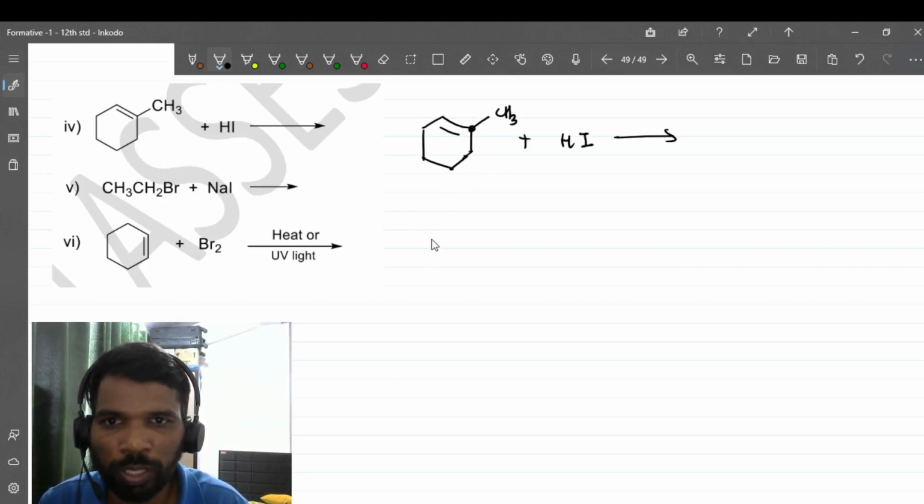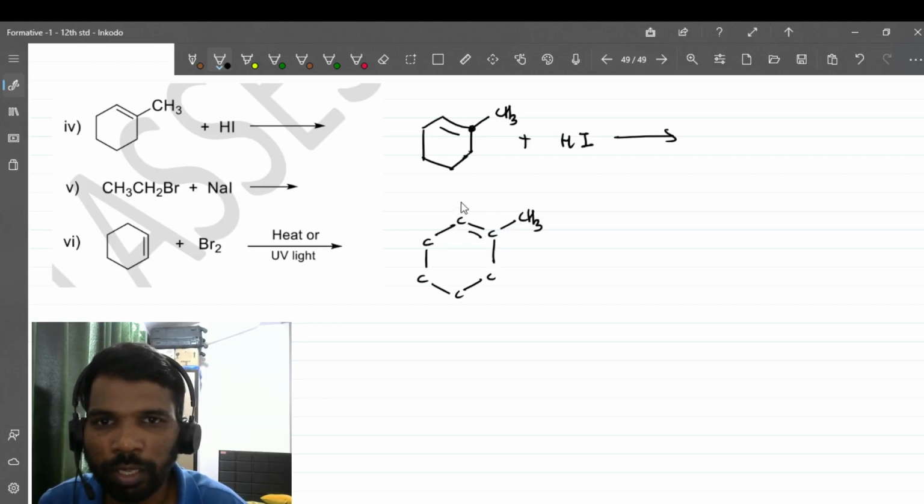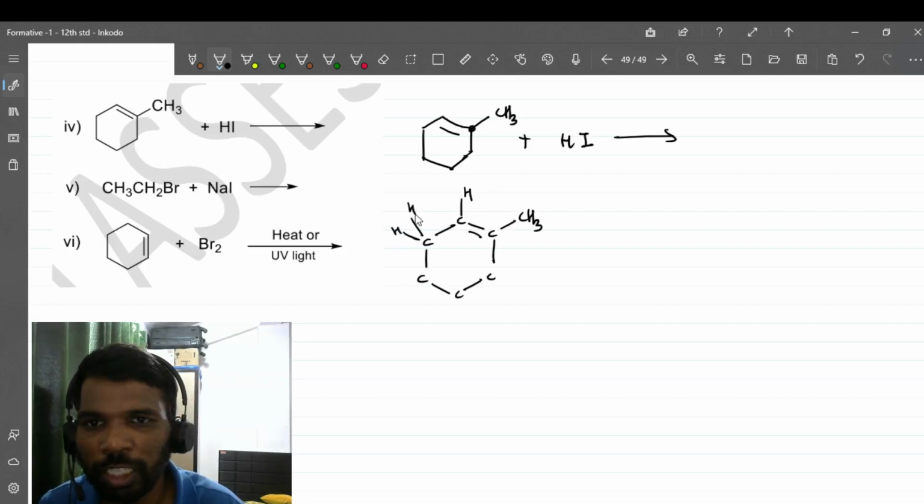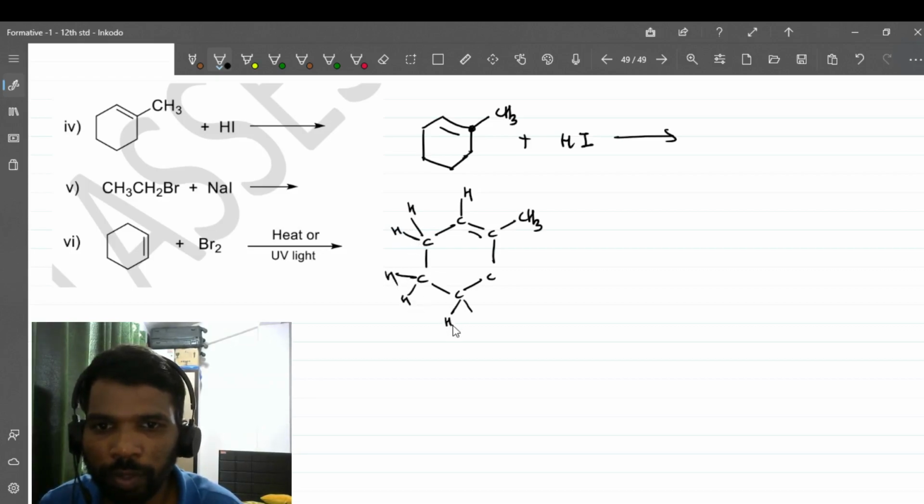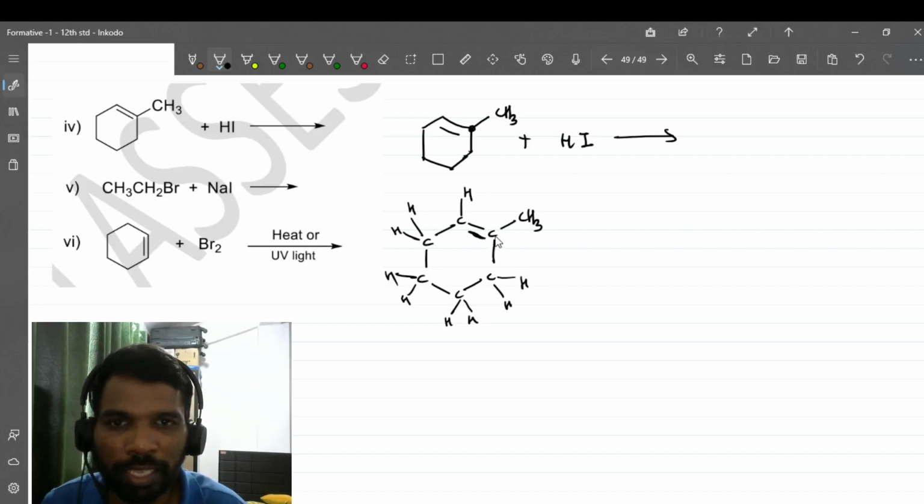If I write an open chain structure for this compound, see carefully, this is the open chain structure. This is CH3. Here there is one hydrogen. Here there are two hydrogens on this. So we are putting the hydrogen as per the valency, right? Carbon's valency should be satisfied. So here there is no hydrogen. So this is the carbon with a less number of hydrogen.